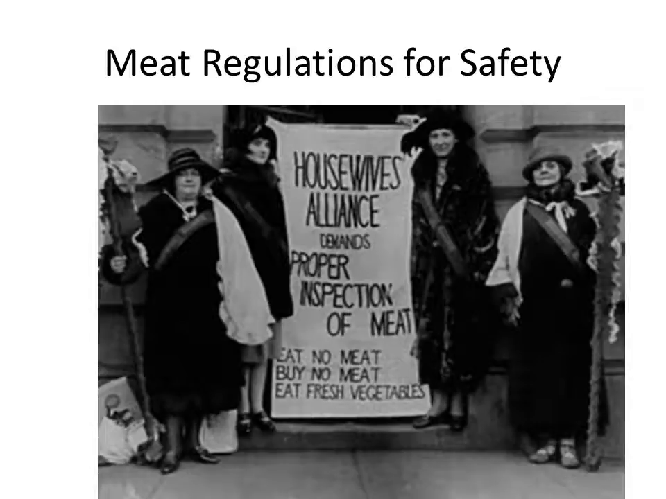Food regulation was a part of the progressive era. The government stepped in to regulate certain processes in the production of and distribution of food such that food became safer for the populace.